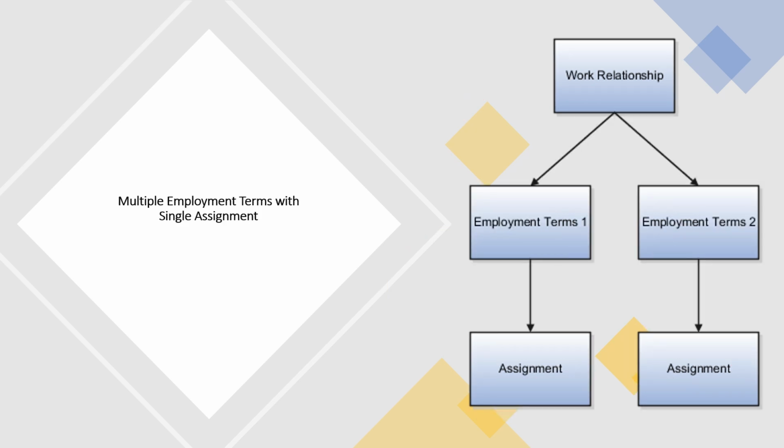What other options do I have? I have a work relationship. I am working in the UK. I am working in the US. Under the US, I am working in IT, and under the US I am also going as a temp employee or for the short term. So this is my multiple employment terms with single assignments.